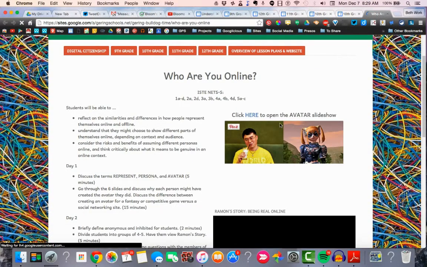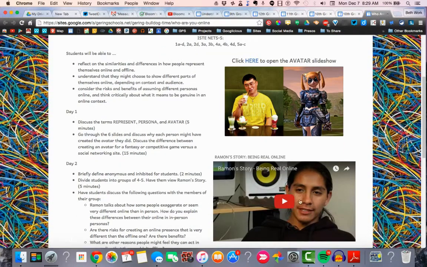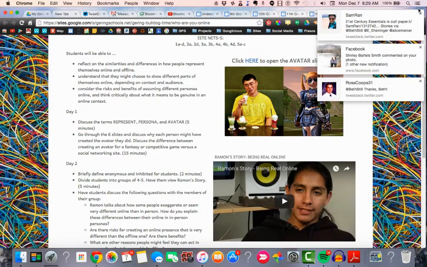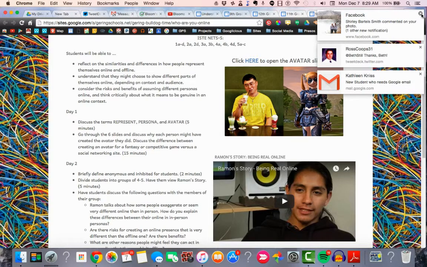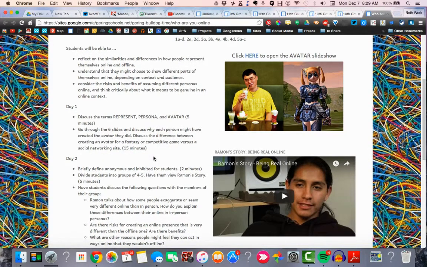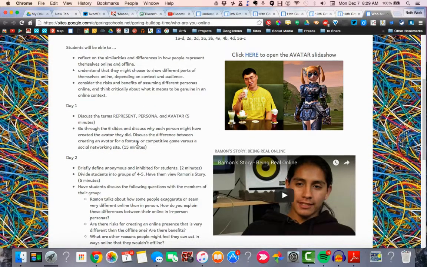Okay, so here's one where you'll have either a slideshow and a video, but on the left-hand side over here, here's where it says like day one, discuss these terms, and then go through the slides. And it tells you this should take 5 minutes. Going through the slides should probably take about 15 minutes or so. And then you discuss the differences between an avatar for a fantasy game versus an avatar for a social networking site. And students are going to have a lot of feedback about things like that.